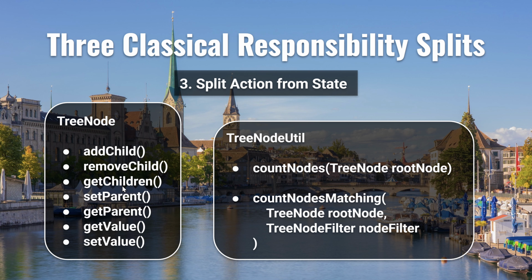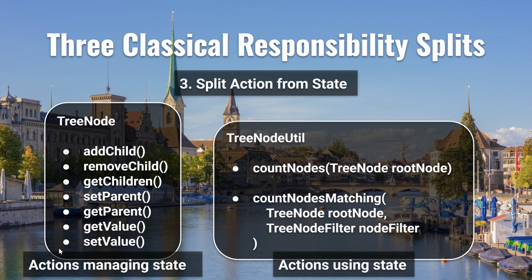It does not have to implement count nodes and count nodes matching, because these methods can be reused as is. As long as the new implementation of the tree node interface implements these methods, then these other methods can perform their operations. They can perform their responsibility. What we have done here is exactly to separate the actions that manage state from the actions that only use the state.